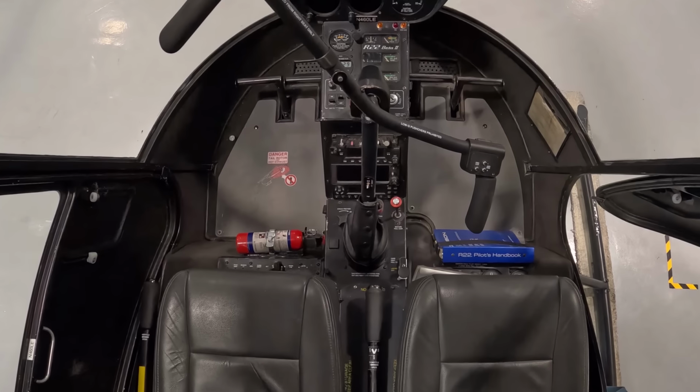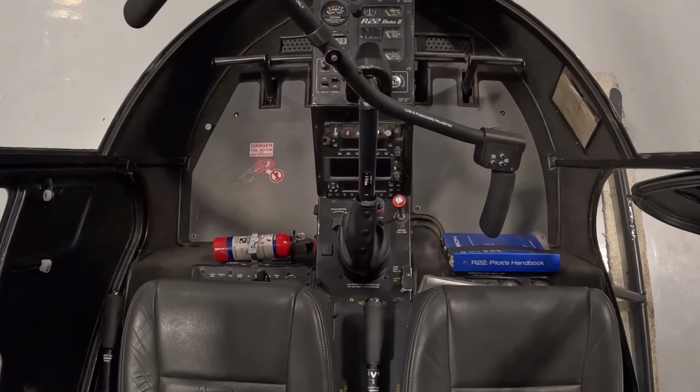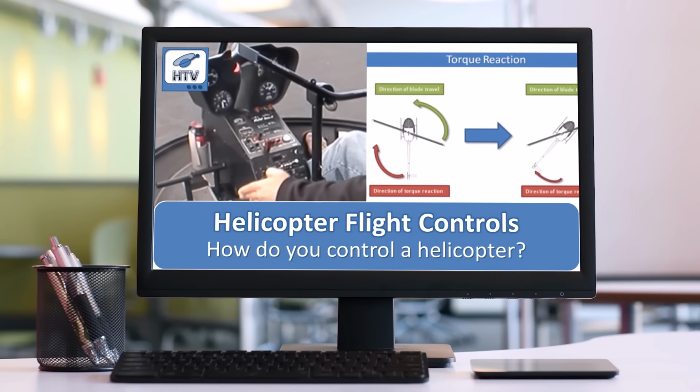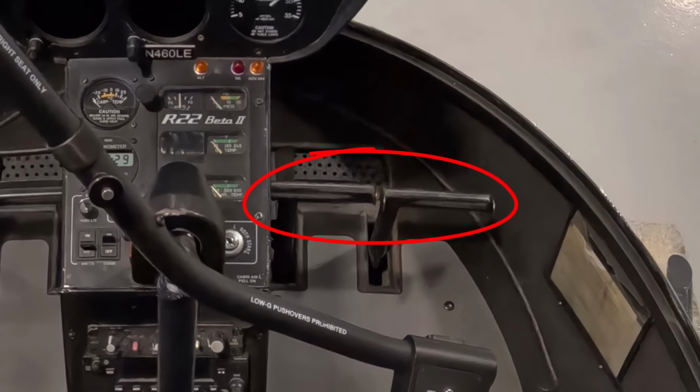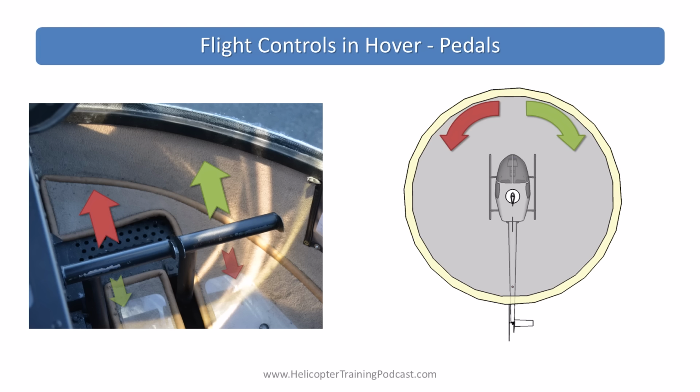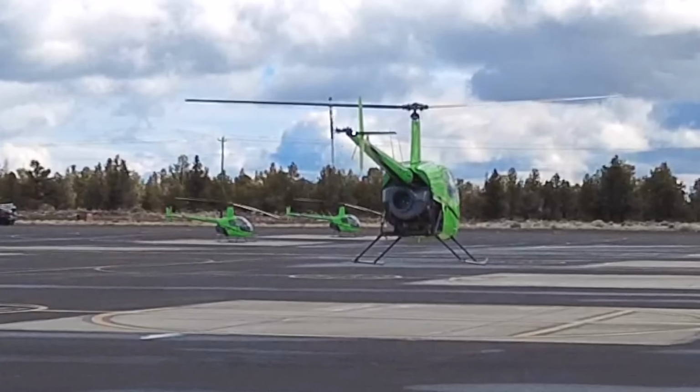So in this section, we'll do a quick breakdown of the primary flight controls used in a hover. I do have another video that goes through the flight controls in detail, and I'll put links to that in the show notes. But let's get started with the anti-torque pedals. The anti-torque pedals control the yaw axis of the helicopter. In other words, the direction the nose points in a hover.